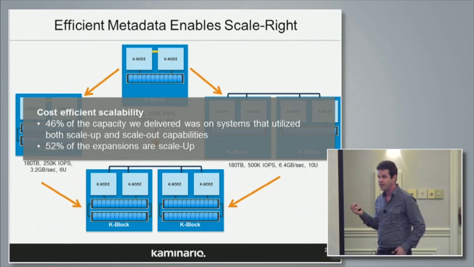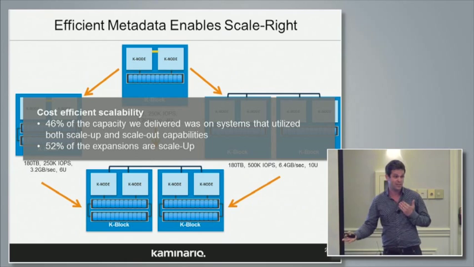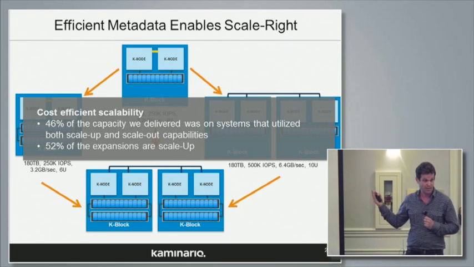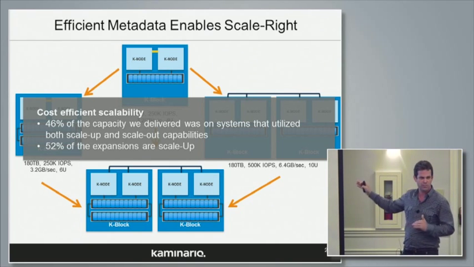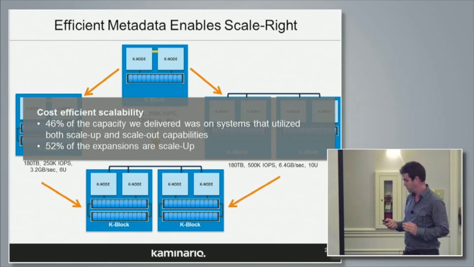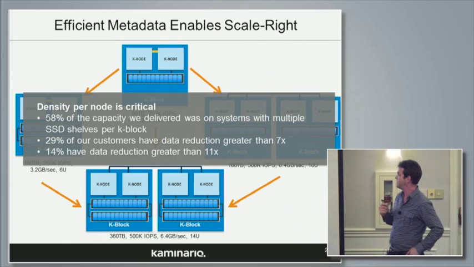52% of the expansion done were scale up. It means that around half of the expansion are scale up, the other half are scale out. Both are very important, so you cannot say that one is more important than the other. Density: 58% of the capacity we deliver was on systems with multiple SSD shelves per K block.